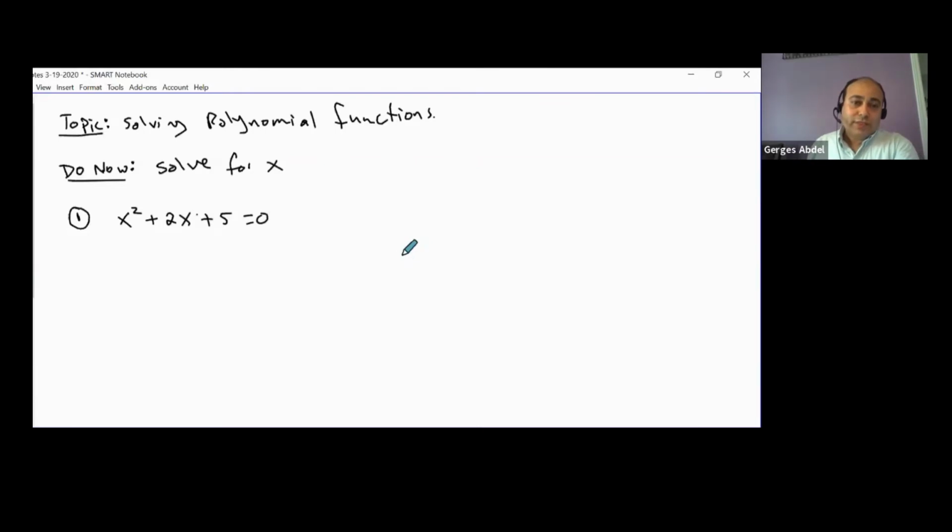Try to solve it, and I'll give you a minute to solve it by yourself. If you can find something, great. If you cannot, that's fine. And just in the chat box, write it down if you got the answer, or if you don't know how to do it, just type it in the chat box and you should be able to see it.